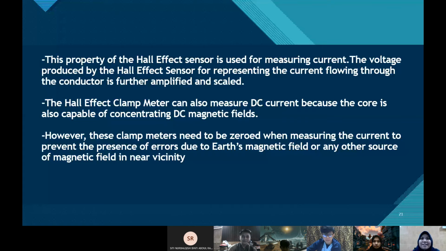This property of the Hall effect sensor is used for measuring current. The voltage produced by the Hall effect sensor, representing the current flowing through the conductor, is further amplified and scaled. The Hall effect clamp meter can also measure DC current because the core is also capable of concentrating DC magnetic fields. However, these clamp meters need to be zeroed when measuring current to prevent errors due to Earth's magnetic field or any other source of magnetic field in the vicinity.